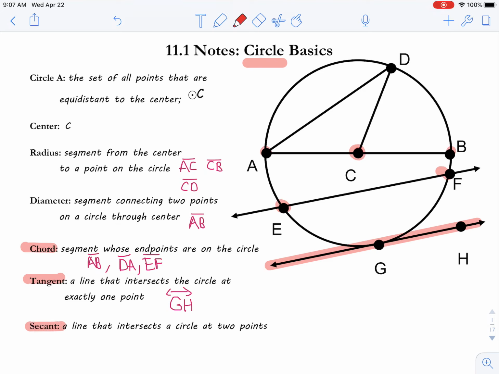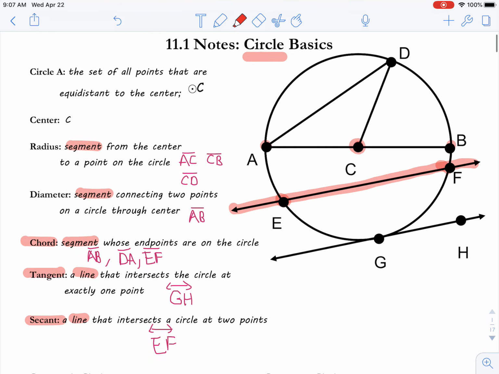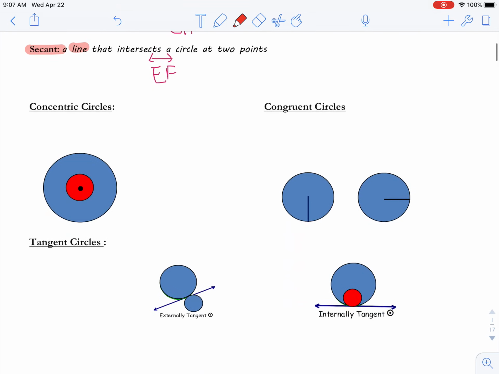And then we have our line notation above that. And the last one, secant, a line that intersects a circle at 2 points. Again, this is a line, and the only line that we have that intersects at 2 points is EF. So it goes through the circle. EF, and again, put your arrows above that. So you do need to be careful there. That whole idea of a line versus a segment. So just be on the lookout for those and be careful with your notation.